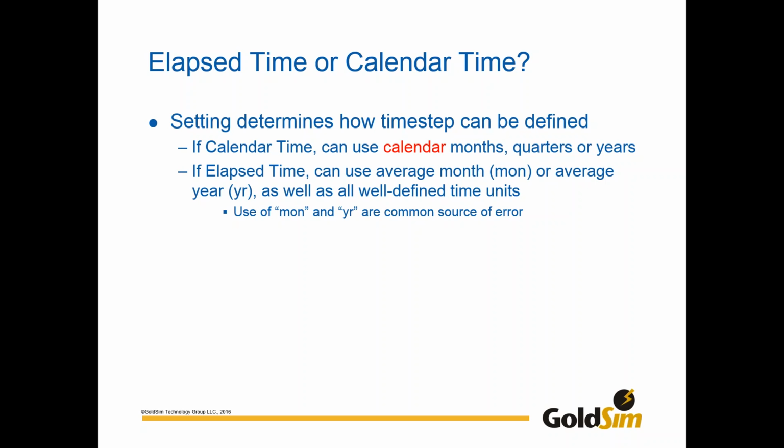In an elapsed time model, we have units month, MON, and year, YR. And in fact, GoldSim has these units built in, called MON and YR, month and year. You need to be very careful when you use these. So if you have a flow rate that's 10 gallons per month, 10 cubic meters per month, that's a very poor unit to use. And the reason is, what is the definition of a month? A unit has to have a fixed definition. A month is equal to 30.4375 days.